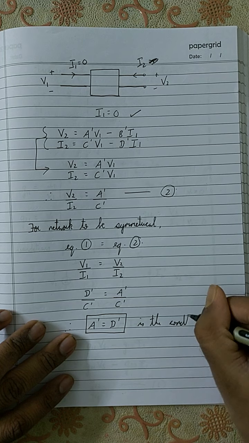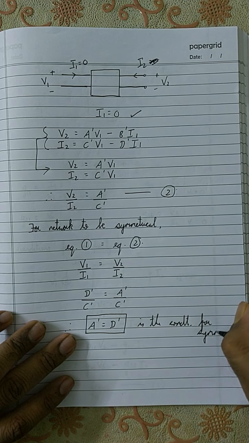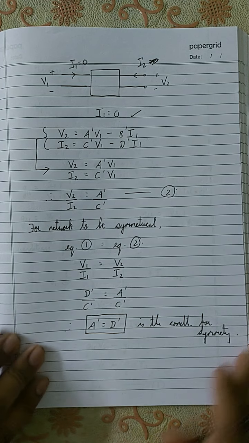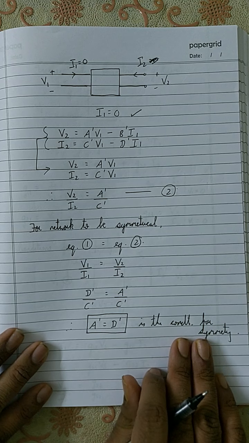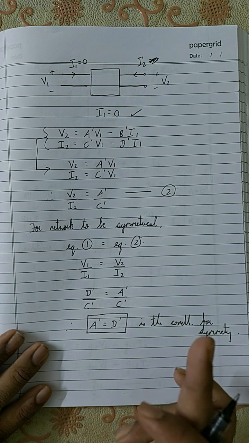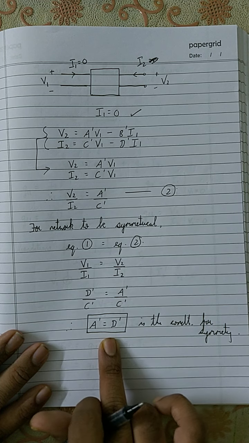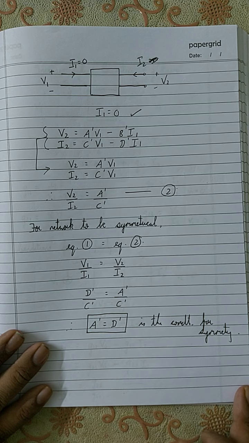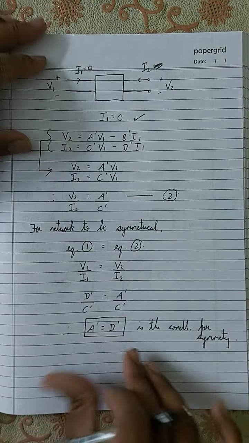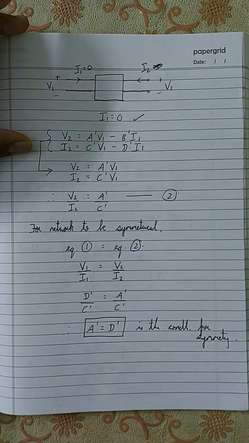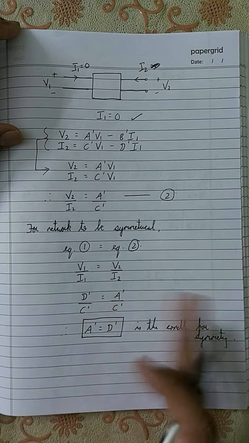This is the condition for symmetry. Just like in the transmission ABCD parameters, where the condition for symmetry is A is equal to D, here for the inverse the condition is A dash is equal to D dash. If you can remember one, then it's very easy to remember the other. This is how we check whether the network is symmetrical or not, for the inverse transmission parameters.